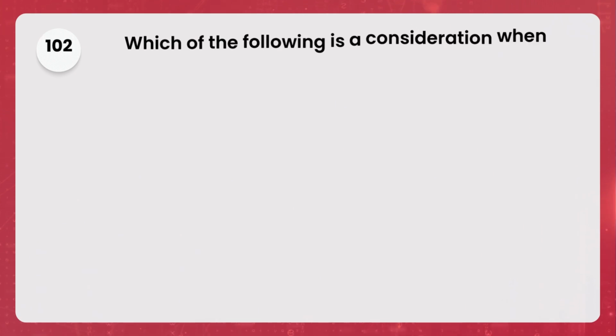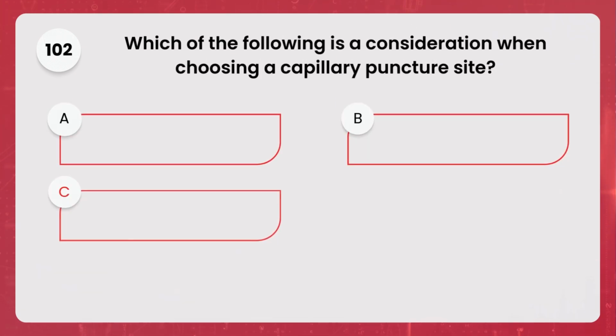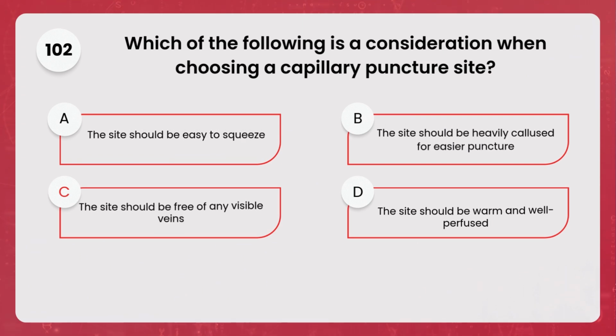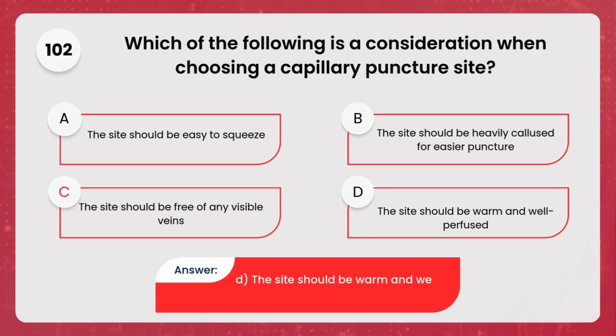Number 102. Which of the following is a consideration when choosing a capillary puncture site? A. The site should be easy to squeeze. B. The site should be heavily calloused for easier puncture. C. The site should be free of any visible veins. D. The site should be warm and well perfused. The answer is D. The site should be warm and well perfused.